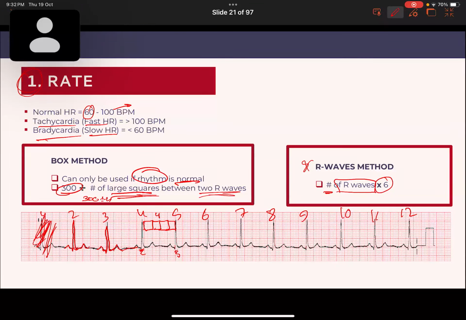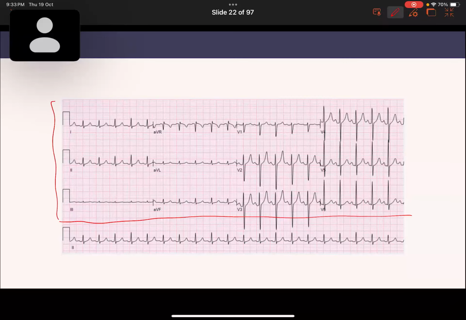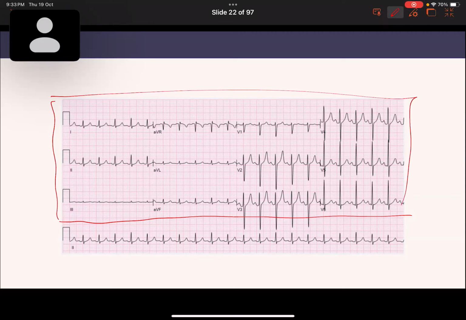Okay. Can anyone determine the rate of this ECG? And it would be really good if you could walk me through it as you do it, so everyone could benefit from this. Like, what are you going to use? Is it the upper part of this ECG or the lower part to count to determine the rate? We're going to use the lower part. Yes, that's the lower part.